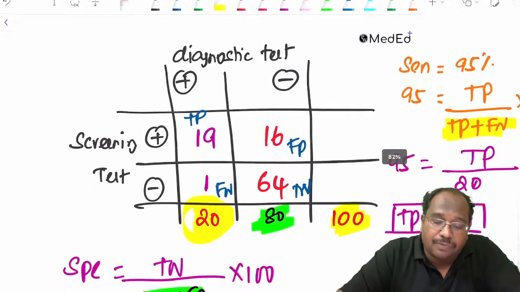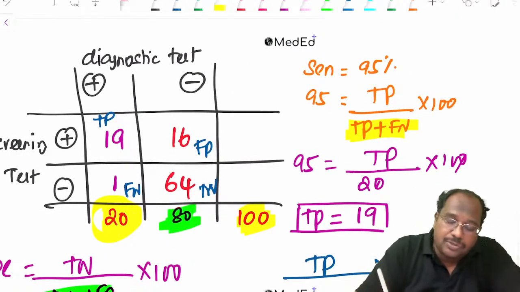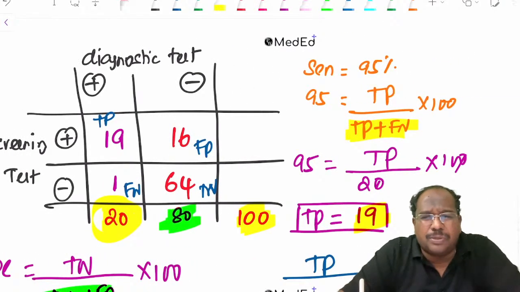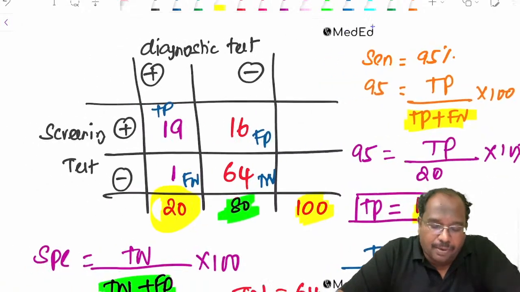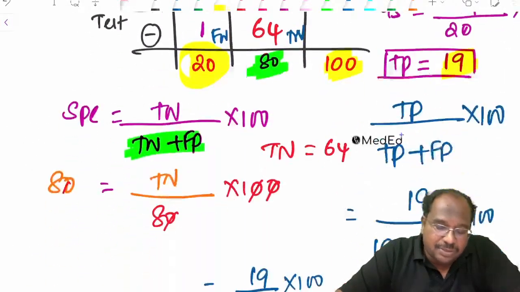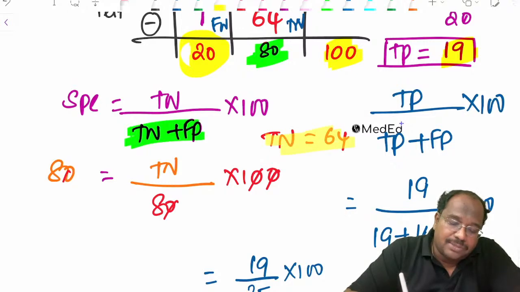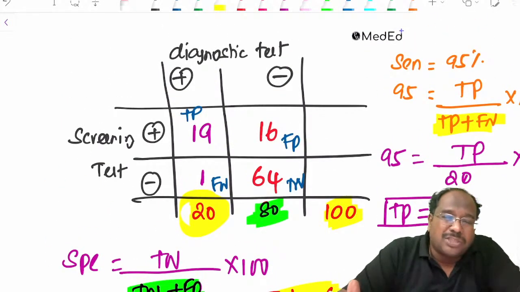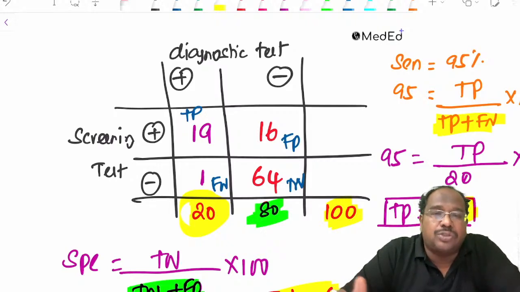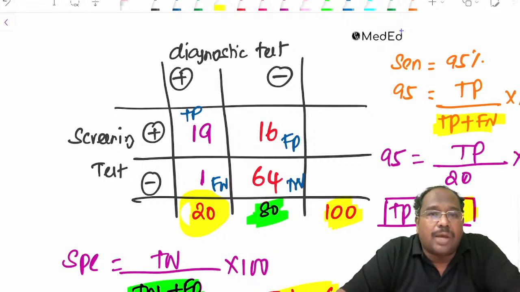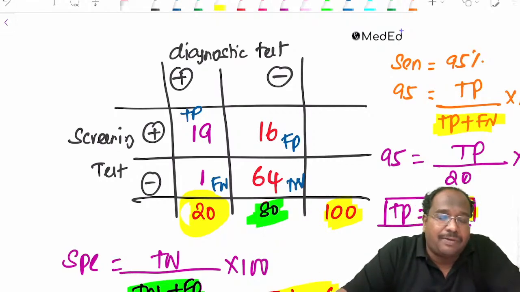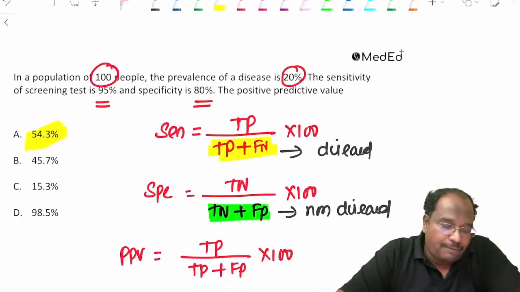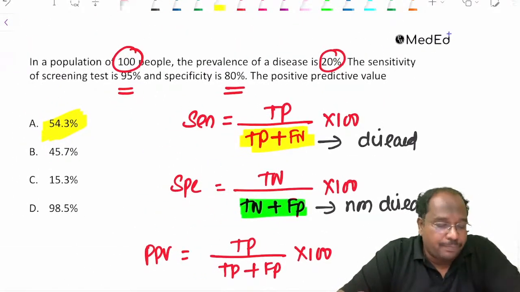Once you substitute in the formula, true positives comes as 19. You just have to substitute in the formula. Again, specificity you substitute in the formula. True negatives comes as 64. Based on that, you can fill up this table. Positive predictive value is true positives by total positives. So the answer is 19 by 35, roughly around 54.3%. Hope you understood this concept.